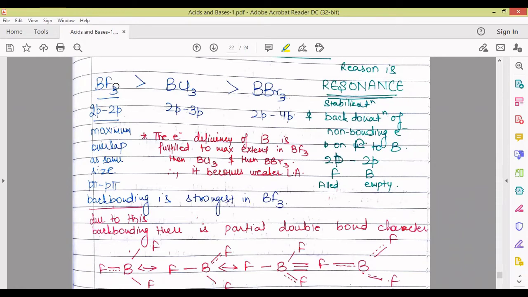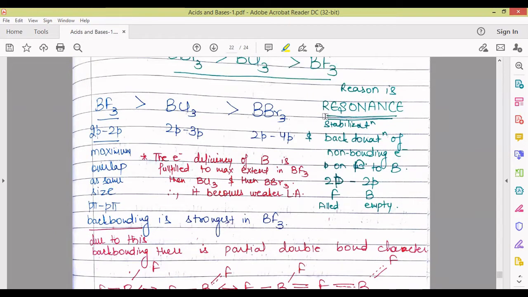So here we can say that the electron deficiency of boron is satisfied by the back donation of lone pair electrons from fluorine. So it is no more electron deficient. Here the electron deficiency is not satisfied to the extent it is satisfied in BF3, and here it is least satisfied. So now the boron of BBr3 is more electron deficient in comparison to these two. So the order has reversed.